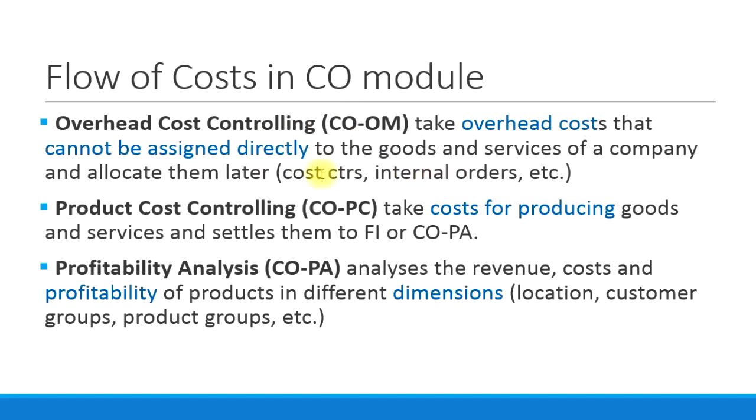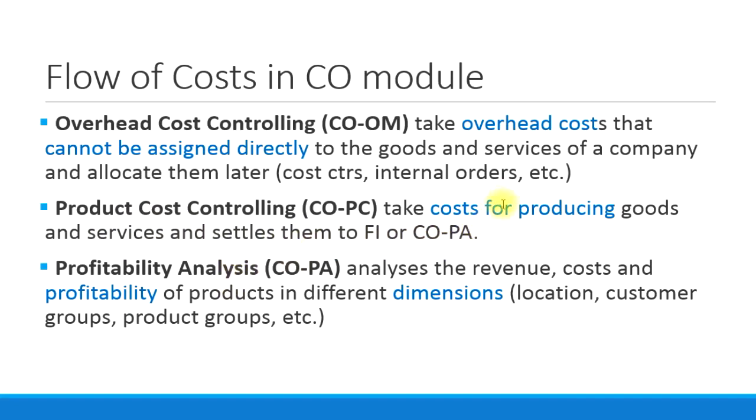So most of the overhead expenses are directly assigned to cost centers or internal orders. Later you will be allocating these overhead costs to the actual products. Product cost controlling, just like the word itself, product cost, we saw this earlier, is to find the cost of your product. So it takes costs for producing goods or services and settles them to FI or COPA. Now COPA will be looking at the next stage.